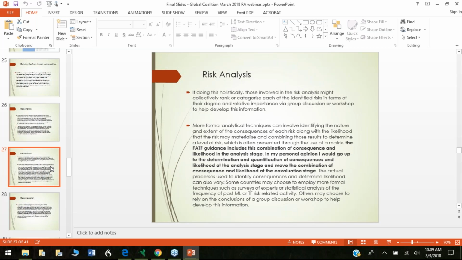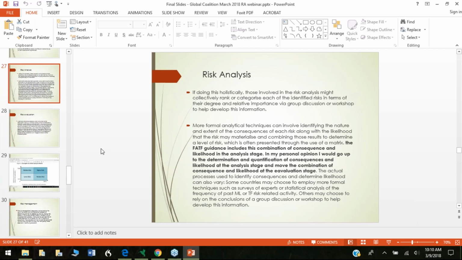Okay, so there are different ways to analyze the risk. Again, some countries may decide to have a number of experts sitting around the table and categorizing their risks in terms of importance based on their own experience via workshops or group discussions, or they can use more formal analytical techniques such as surveys and statistical data to determine the consequences and likelihood of the risk materializing, and combining the consequences and the likelihood via a matrix to evaluate and quantify the risk. Next slide, please.